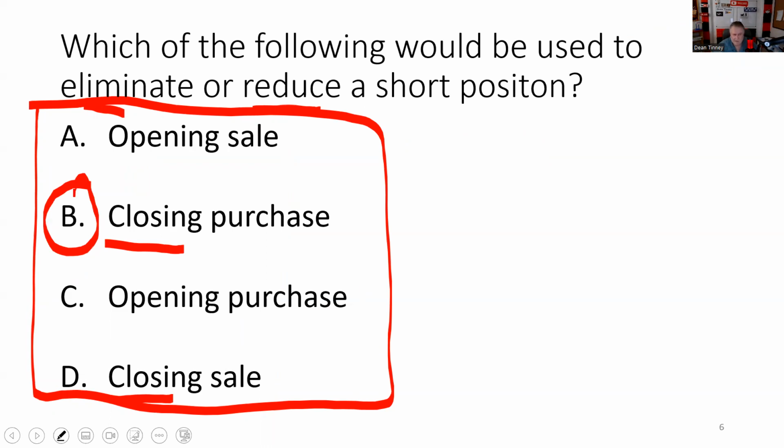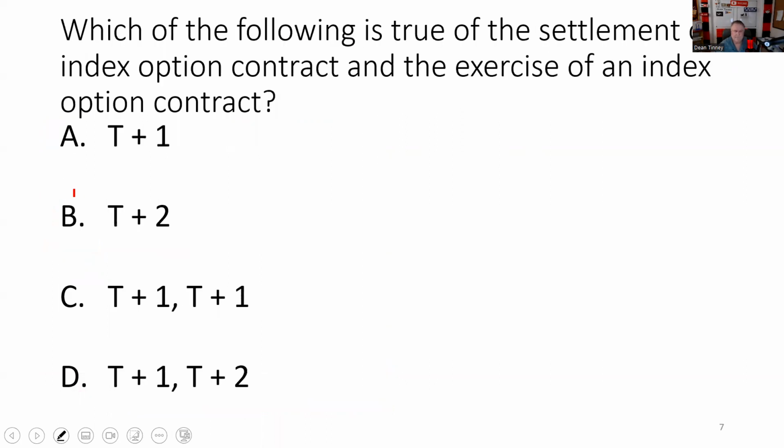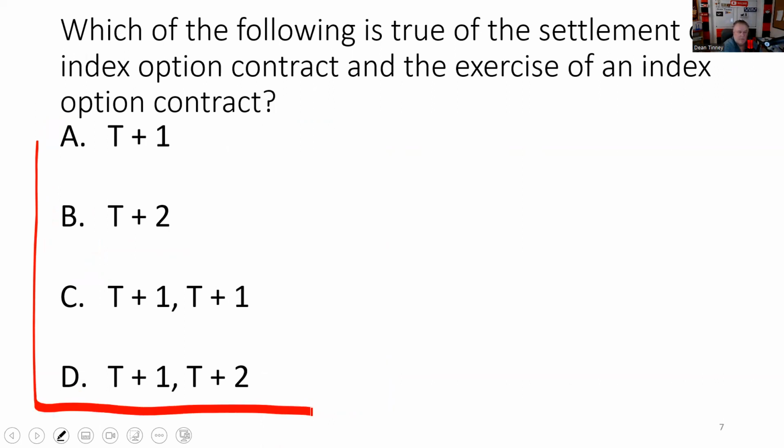Same thing with a casino. The casino does an opening sale. They sell you the chips. And then when you go home, they do a closing purchase, and they're hoping you have less chips when you come back. Again, I'm trying to get you comfortable with the answer sets. This exercise is more about answer sets than it is actually the question. But which of the following is true of settlement of index option contracts?